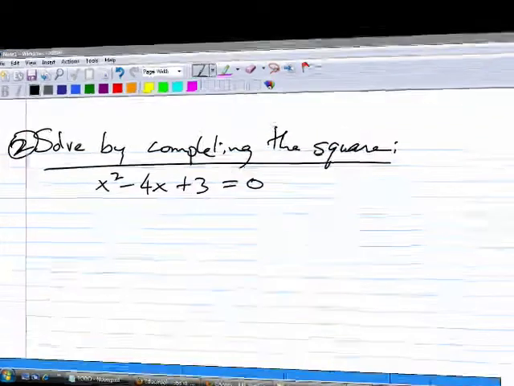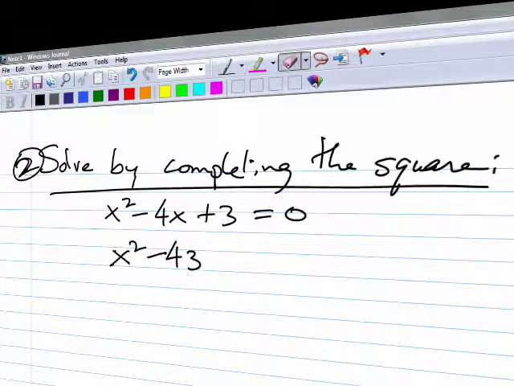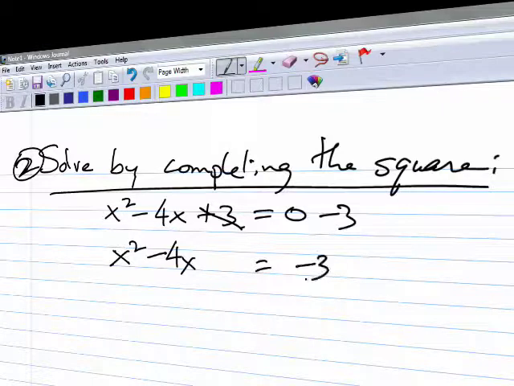Here's an example. I want to make this a perfect square. That's what solve by completing the square means. So this last term 3, I don't want to use that, so I'll move it to the other side. I want to use my own term. 0 minus 3 is negative 3. And I will use my own term here.